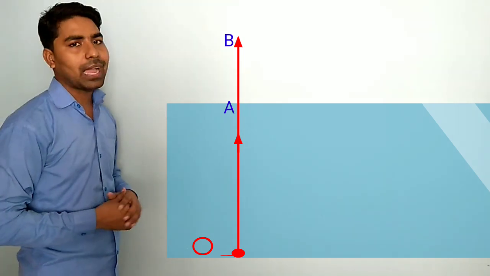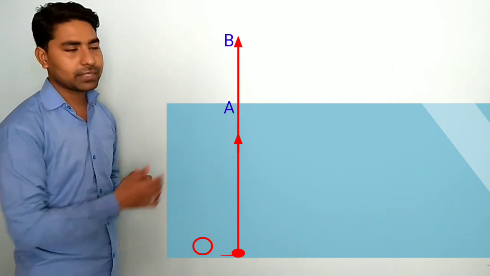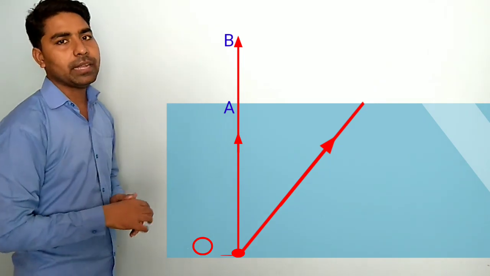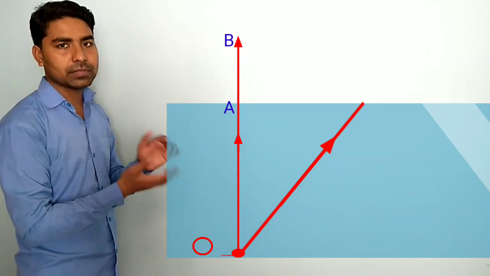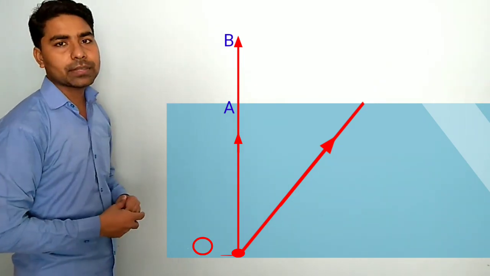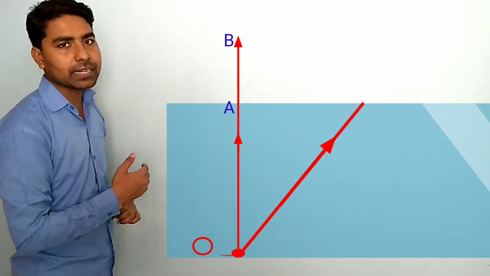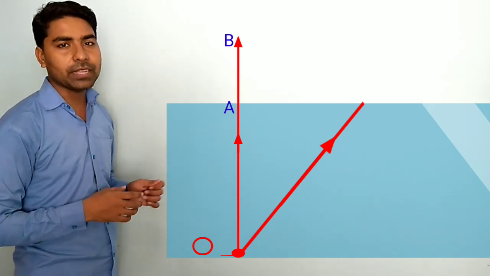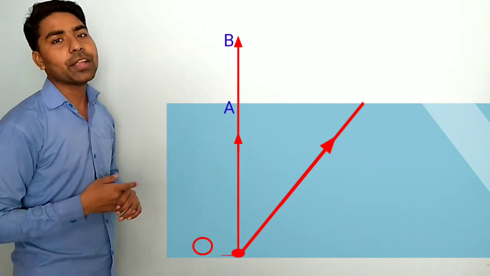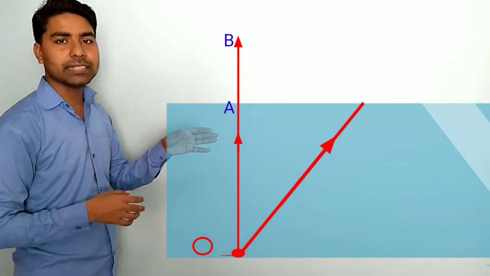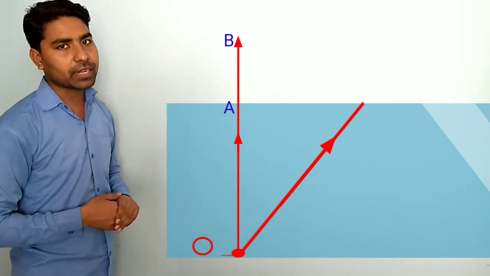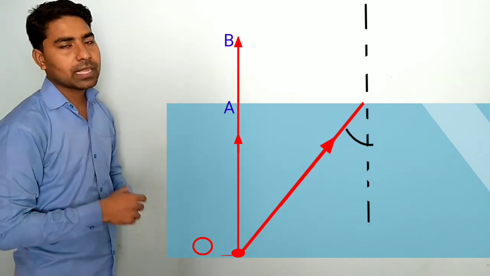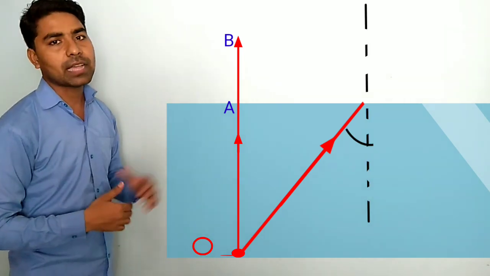But the second ray, I am taking a little bit inclined. First it will go straight up to the interface where the medium is changing. Now what will happen? The light is changing the medium. So it will deviate away from the normal, because this glass is the denser medium and the one above is the rarer medium. So let's draw a normal there and say the angle of incidence is i.